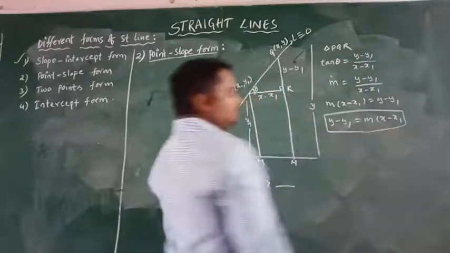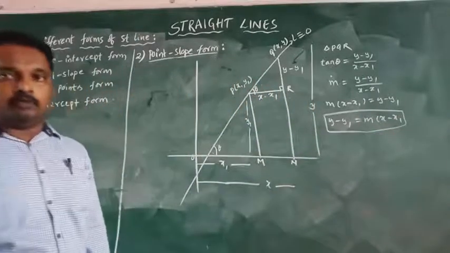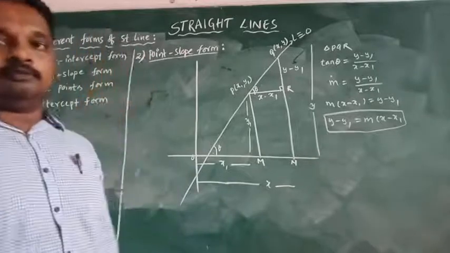It's called slope point formula or point slope form.